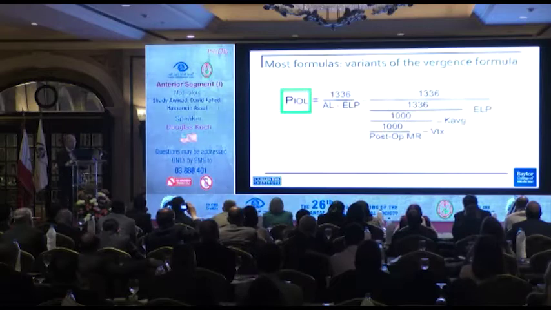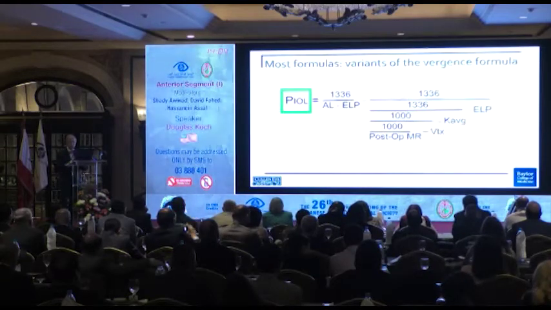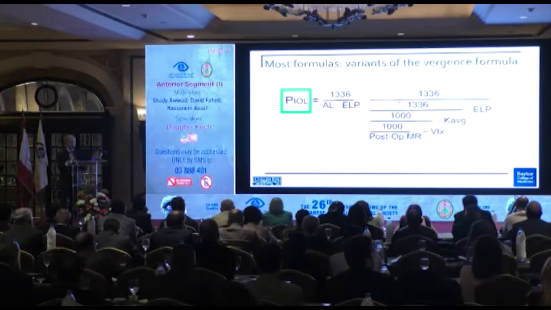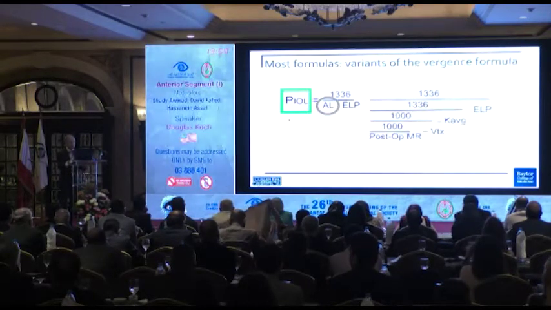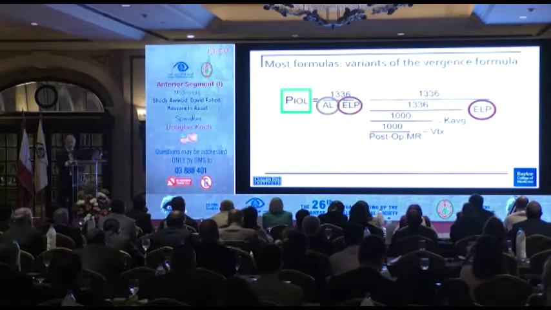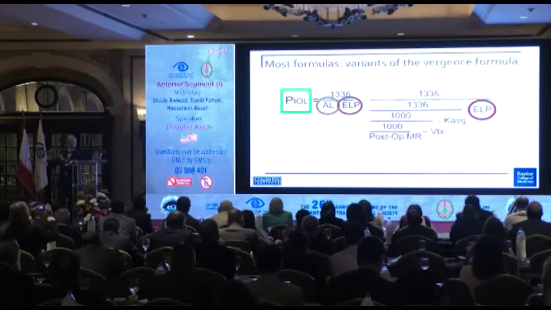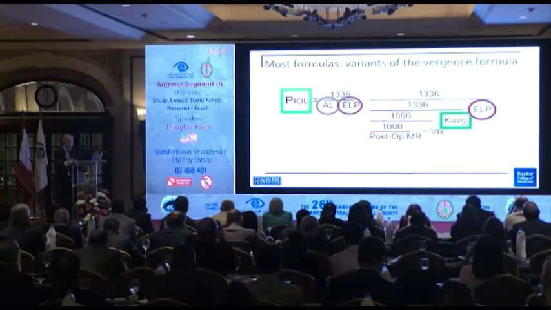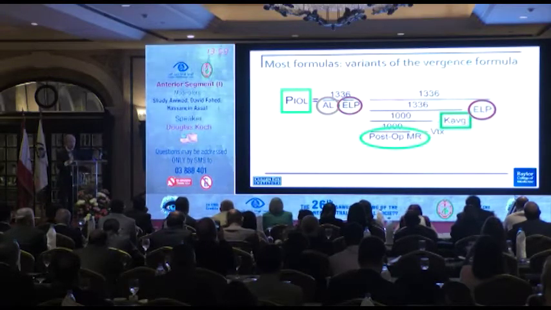So most formulas that we use are variants of the Vergence formula based on regular optics, and that's the power of the IOL, and then we have our axial length. There is the effective lens position, which is calculated by a separate formula for each of the programs. You have the corneal power, and then there's the refraction.